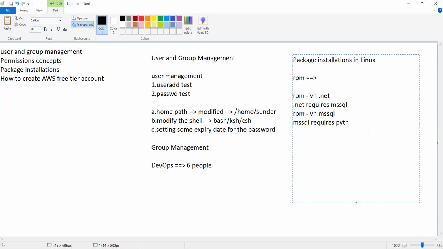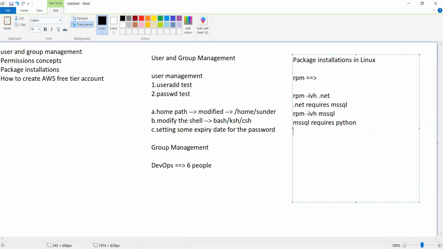some Python package, right? So if I want to accomplish the installation of a single package, there would be some dependencies associated. If I want to install .NET, I need to install MS SQL, and I need to install Python. Then only will I be able to install the .NET package. Here you are able to see 2 packages, but sometimes you will have a dependency of 10 packages.